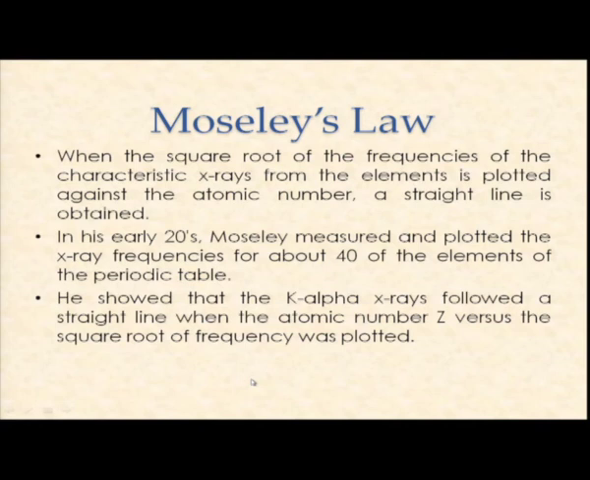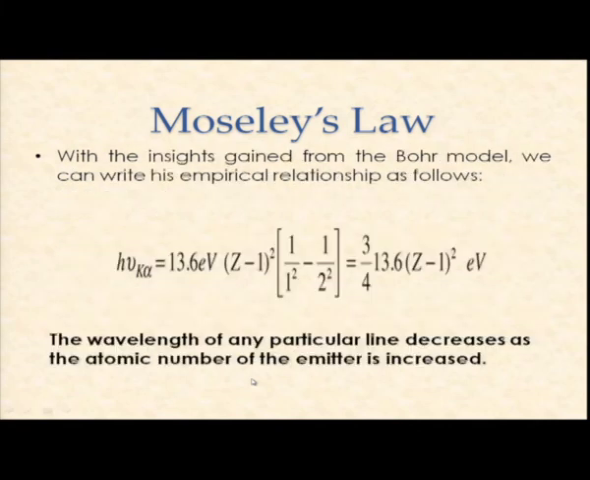When the square root of the frequencies of the characteristic X-rays from the element is plotted against the atomic number, a straight line is obtained. So, Moseley showed that K alpha X-rays followed a straight line when the atomic number versus the square root of the frequency was plotted. So, Moseley's law states that the wavelength of any particular line decreases as the atomic number of the emitter is increased. Very important law in understanding the X-ray spectrum and X-rays.